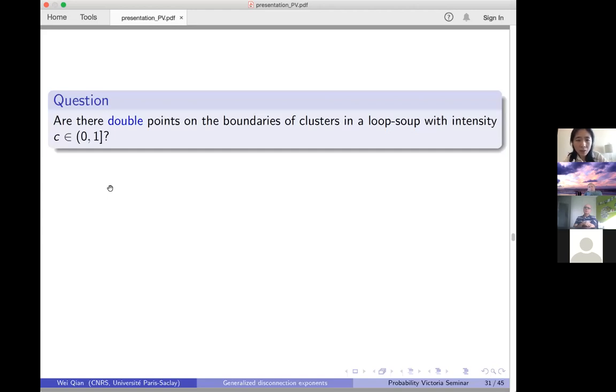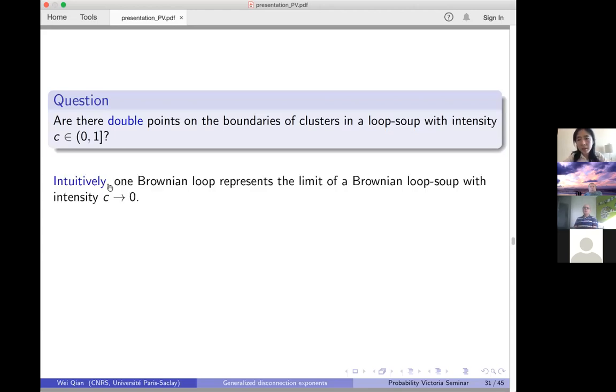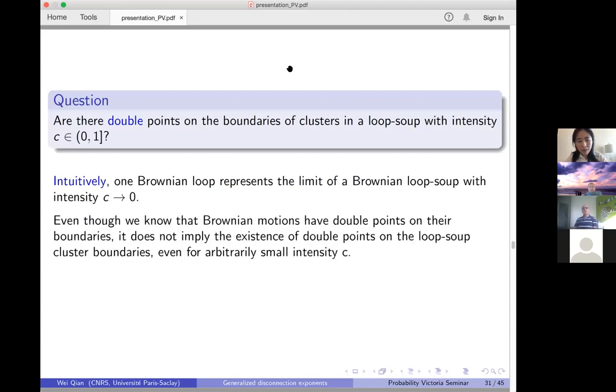But then if I ask the question, are there double points on the boundaries of clusters in a Brownian loop soup with intensity C between 0 and 1? Actually, we don't know the answer very easily, because intuitively, one Brownian loop represents the limit of a Brownian loop soup with intensity C tending to 0. This is just a heuristic argument. So we would tend to guess that there do exist double points if C is very small, because you are very close to just one Brownian loop.